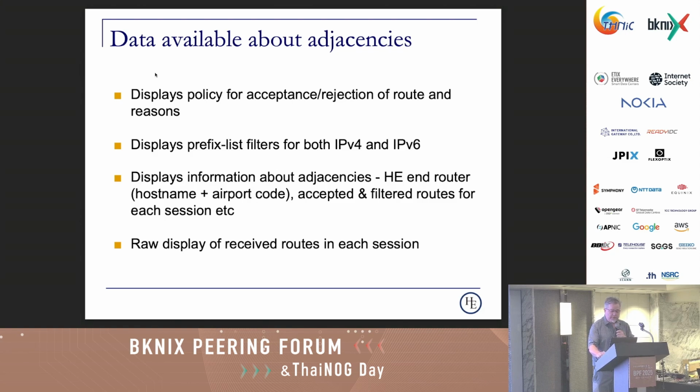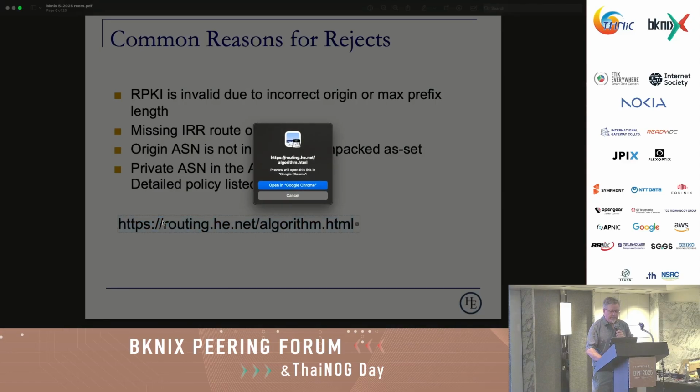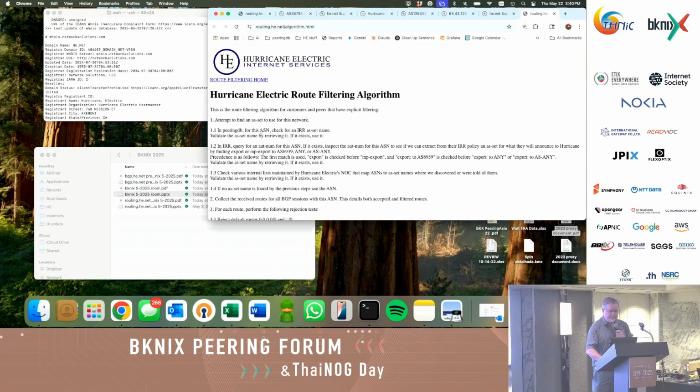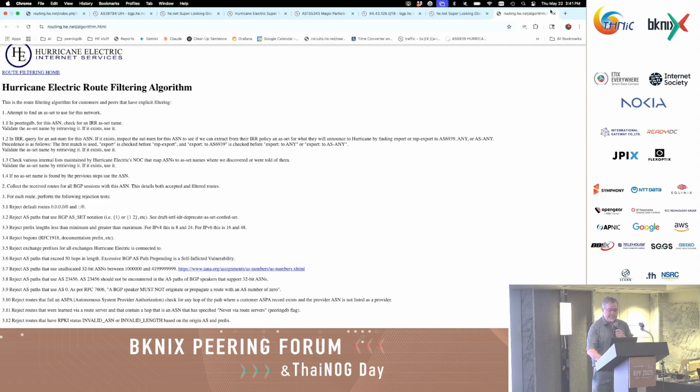And the router data thing. The most common reasons for rejections are RPKI invalid, missing RR route object, ASN origin not met, and private ASN. So you can take a look at the algorithm right here. Open Google Chrome, boom. And this shows the complete algorithm that we're using for our own homegrown RPKI.